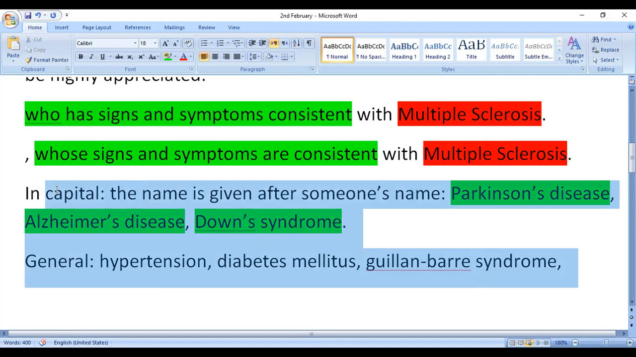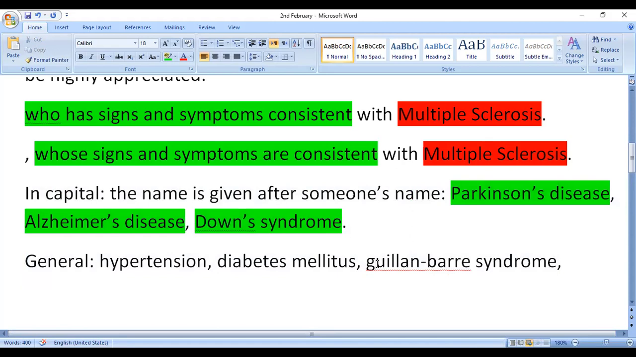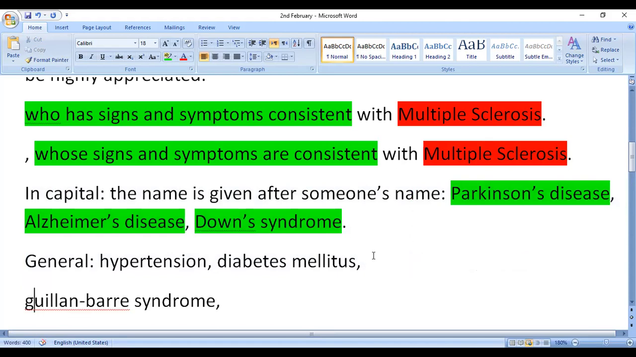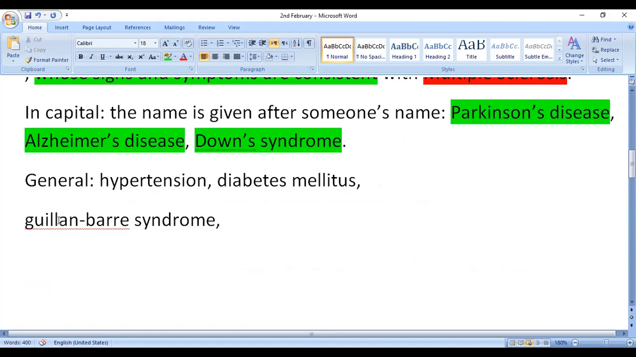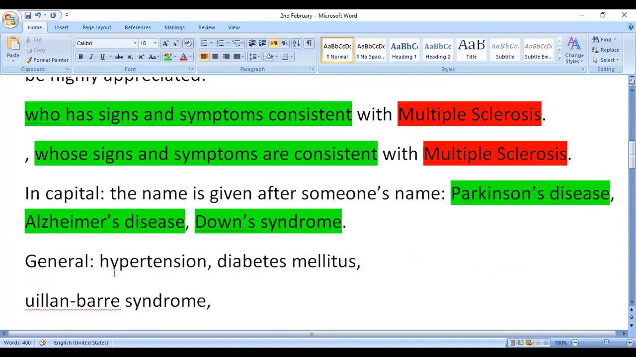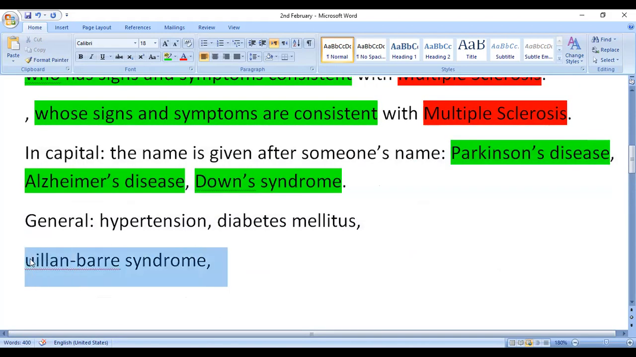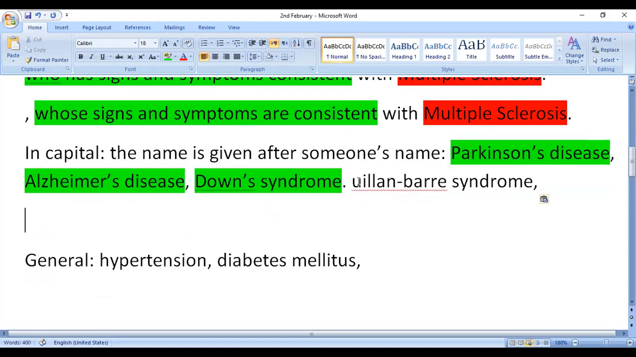Excellent. I'm not sure about the spelling, but it should be capital. Guillain-Barré syndrome is given after someone's name. It should not be in general names. It should be here: G capital and B capital, and we need a hyphen here. Let us see the exact spelling. Guillain-Barré syndrome. So please be careful.